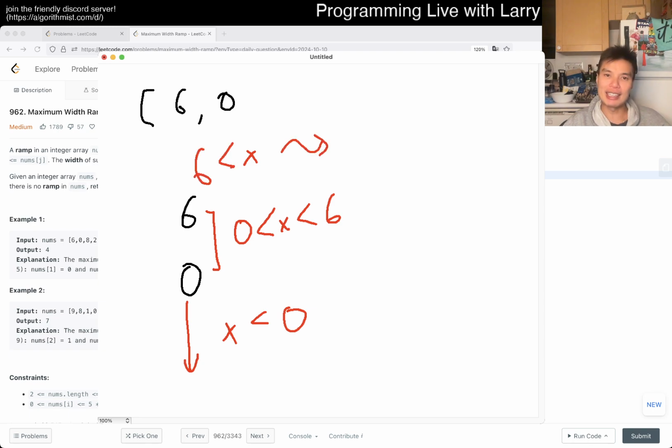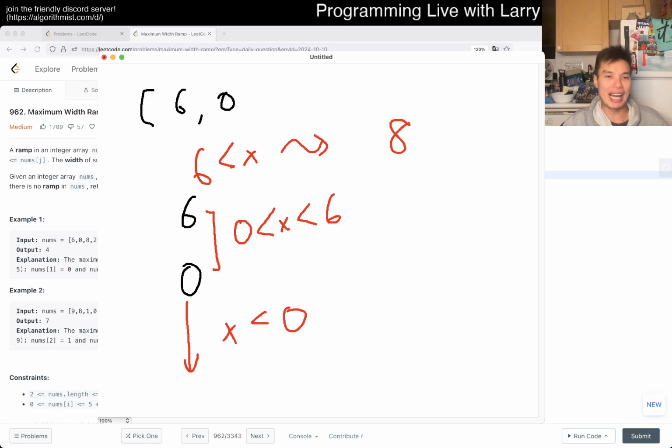If x is greater than 6, then, oh wait, did I mess this up? I guess I messed it up, but this is why it is... no, I was right. No, I messed up the messing up, so I was right. But yeah, 6 could be the answer for x is greater than 6.